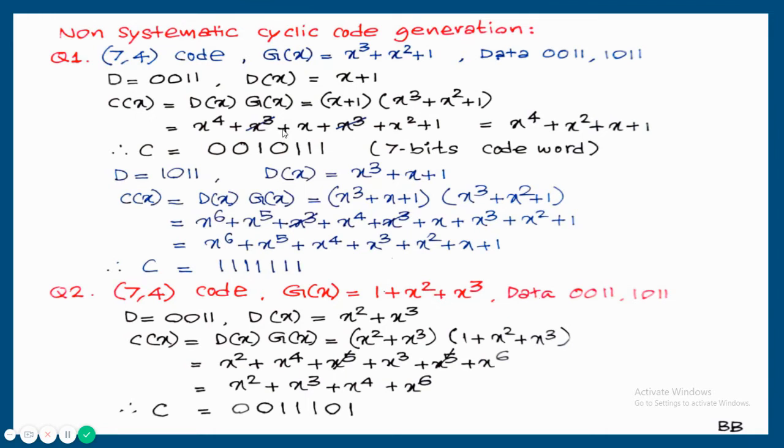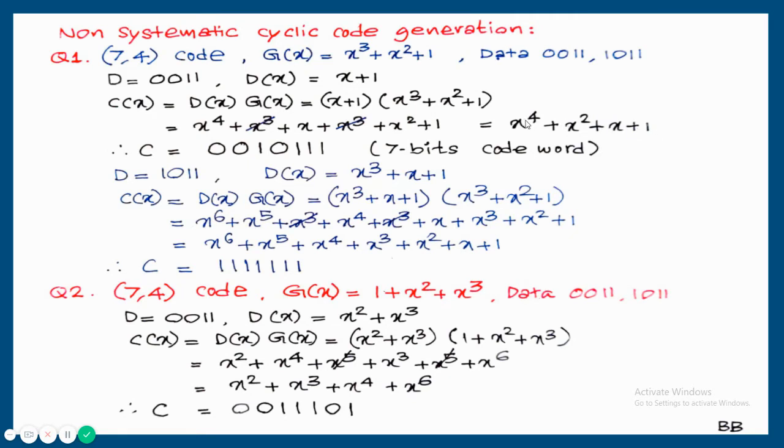Due to that XOR addition, x cube plus x cube is equal to 0, like 1 plus 1 is equal to 0. That is why these two are cancelled. So the answer is x raised to 4 plus x square plus x plus 1.